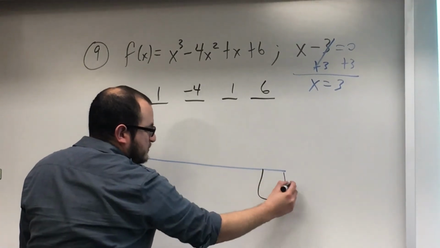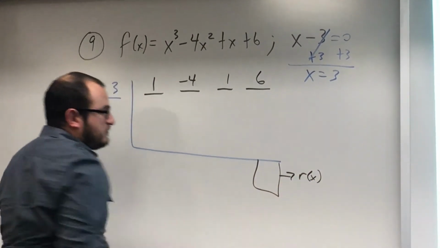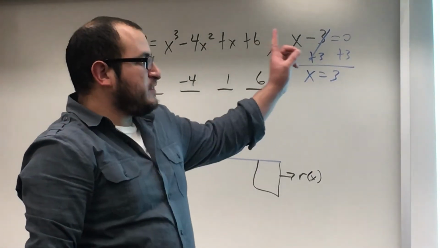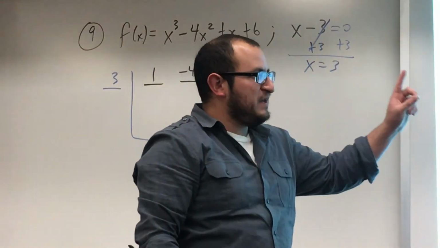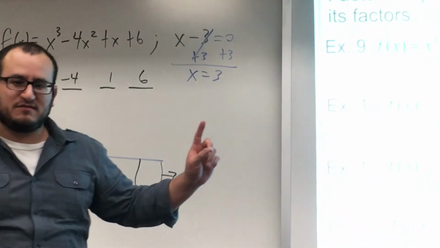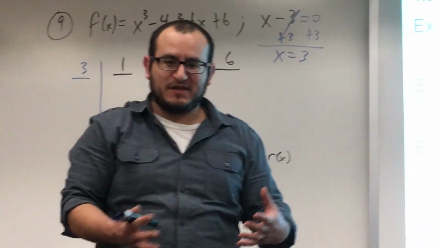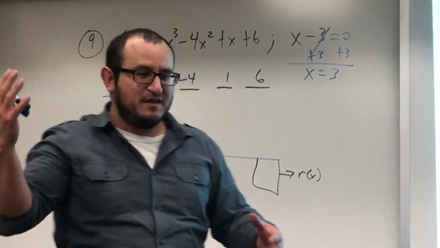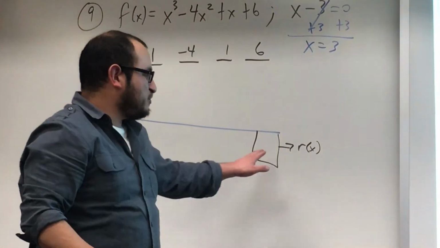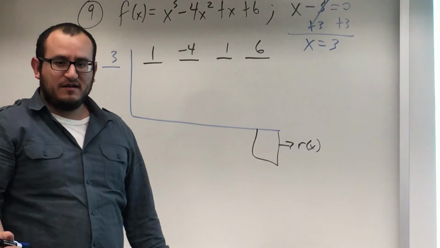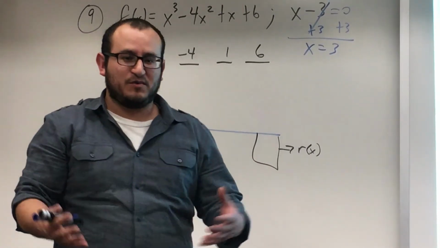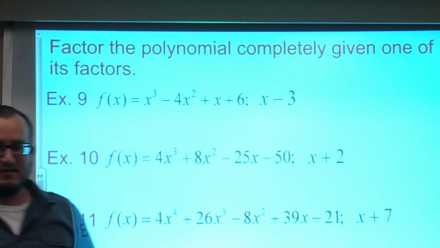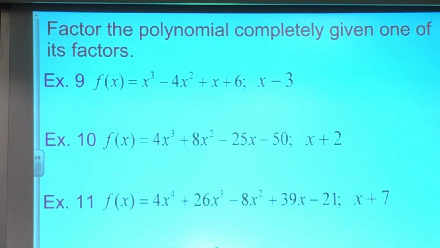And again, this is known as your remainder. But let's think about this for a moment. The directions say factor the polynomial completely given one of its factors. If they're telling you that the polynomial is factorable, hence you should be thinking about it, this remainder should be 0. Because they're already telling you that it's factorable. They actually gave you one of the factors, x minus 3. So you should be able to find the other 2 factors.